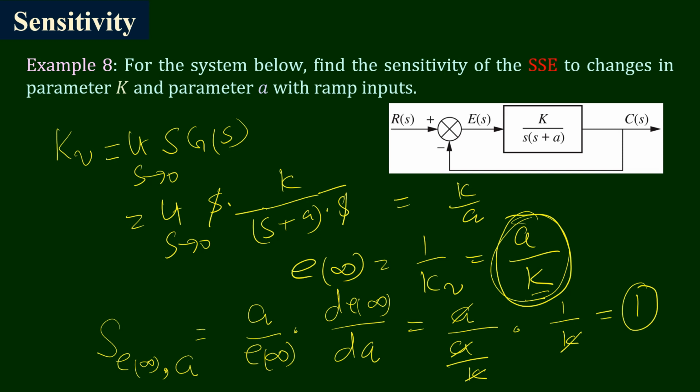This means it is a direct relationship: whenever we change A, E infinity will change in the same proportion. So changing the value of A is not going to reduce the sensitivity of E infinity, and it cannot increase it either. It will remain the same whether A is small or big; the sensitivity of this error will not change.